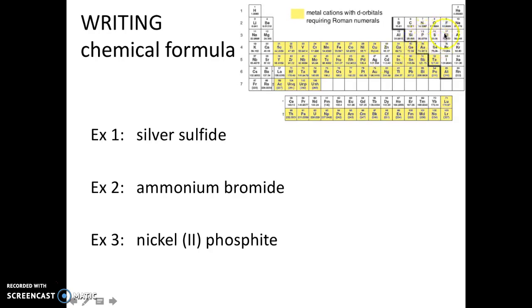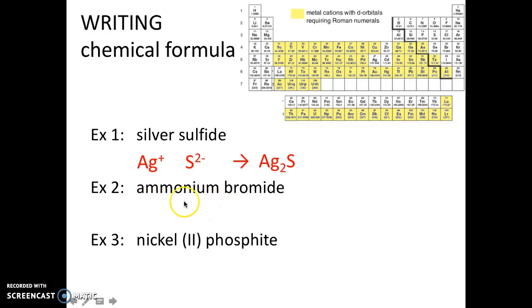Sulfide is a monatomic ion. So sulfide's right here, and it tends to gain 2 electrons to be isoelectronic with argon. And when that happens, you have the following 2 ions. To neutralize those 2 ions, you need to add another silver ion, giving you Ag2S.